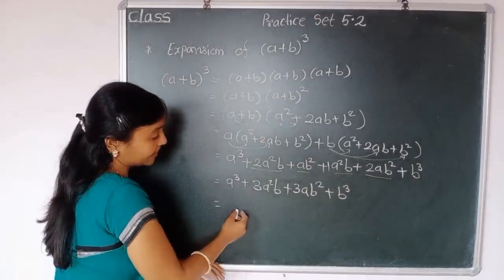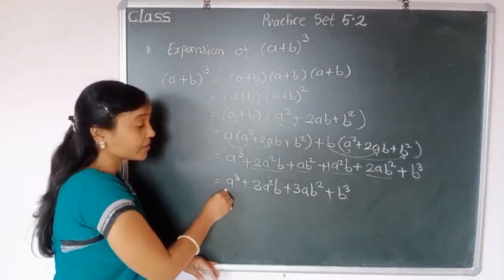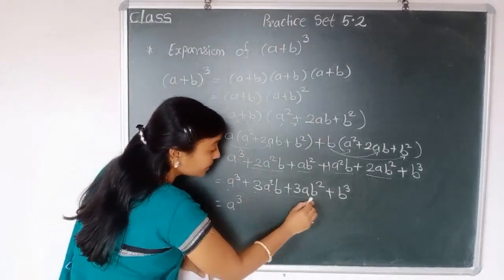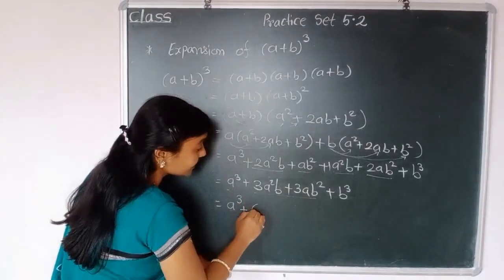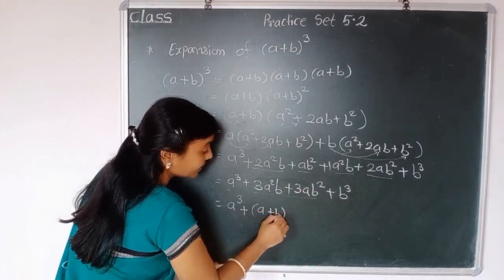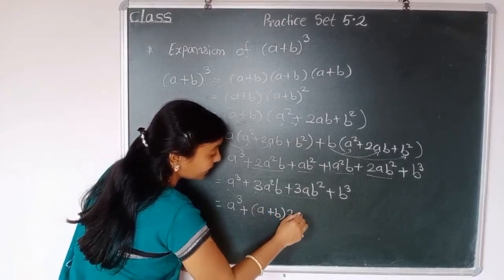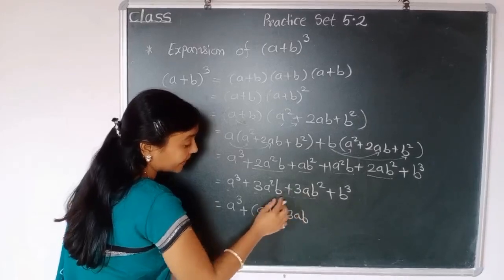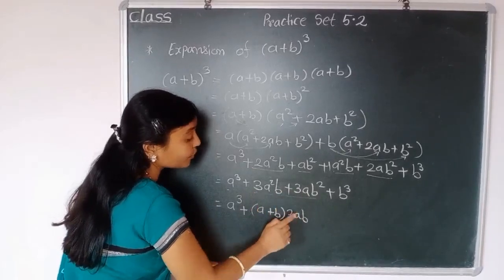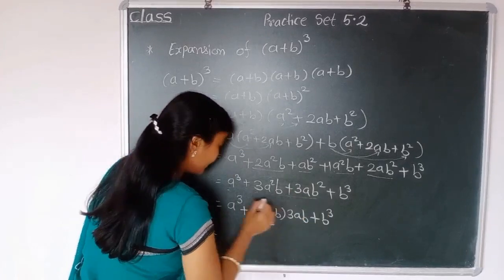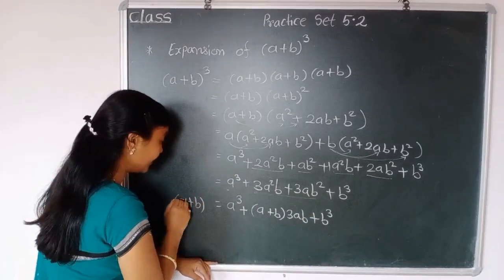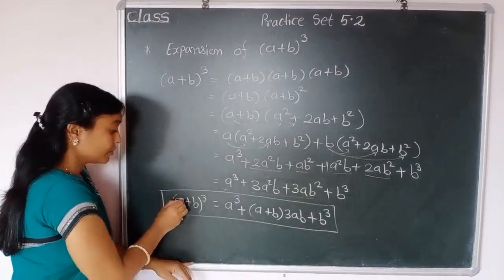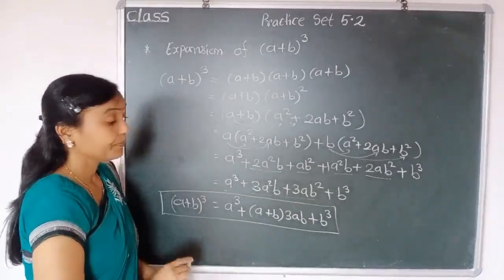Again we write this step. Also you can use this expansion of the formula, and again we can write down the common terms: 3ab plus a plus b in bracket, thrice ab. Here a is common, here b is common. In the bracket only a plus b remains, 3 is also common, plus b cube. So this is the expansion of (a plus b) cube. This is the most useful formula. So you learn this formula very well.